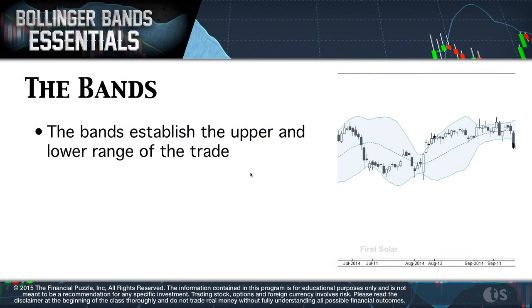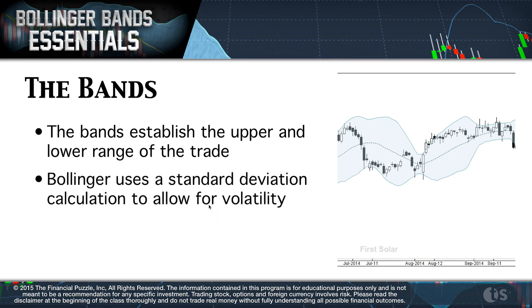So the bands establish the upper and lower range of the trade. That's what you need to understand here. It's the upper and lower range of the trade. You've got the upper band, you've got the lower band, and the way that we establish where those bands are drawn is based on that moving average.